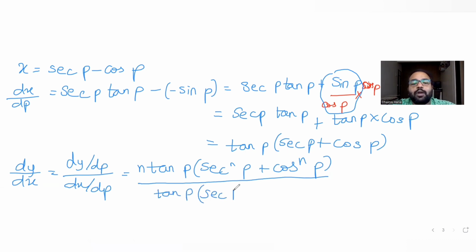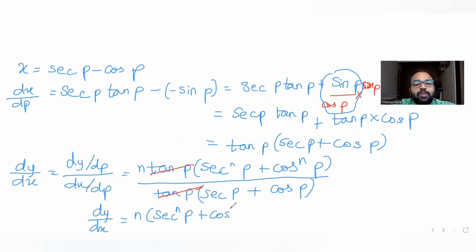This is sec p plus cos p. So here, if you see, I can directly cancel tan p from both sides. So dy by dx in this case becomes n sec raised to np plus cos raised to np upon sec p plus cos p.